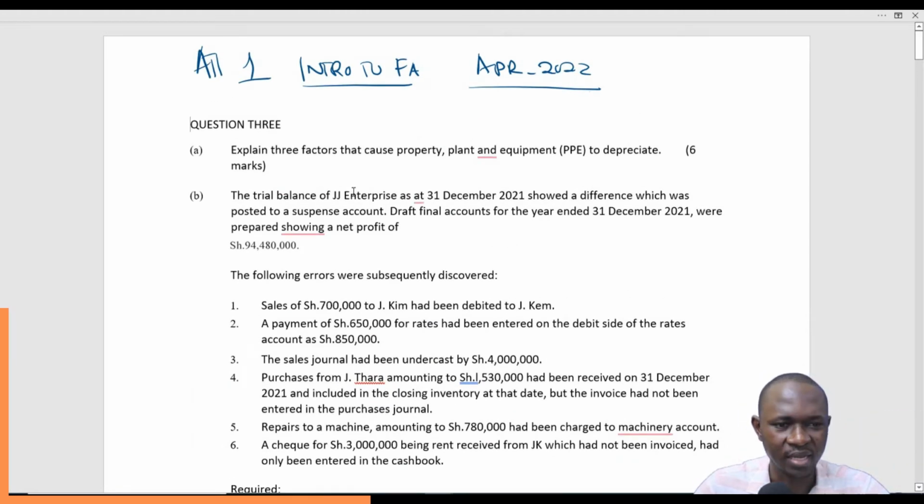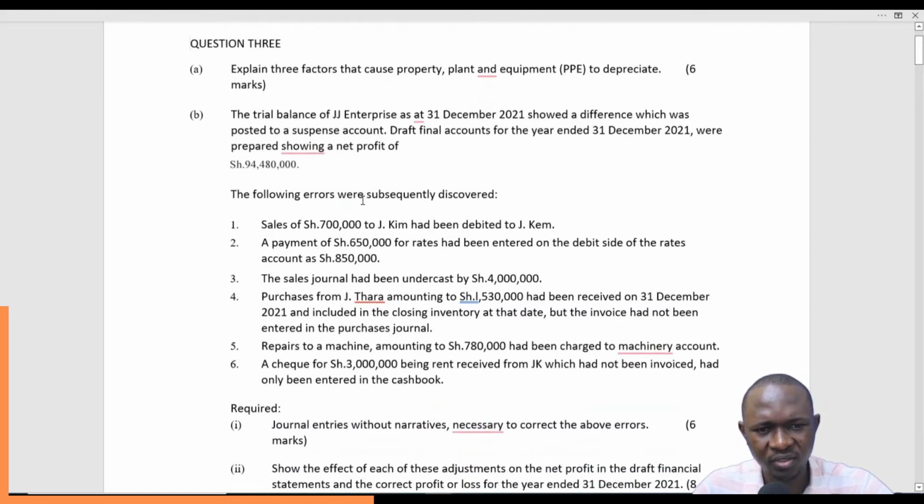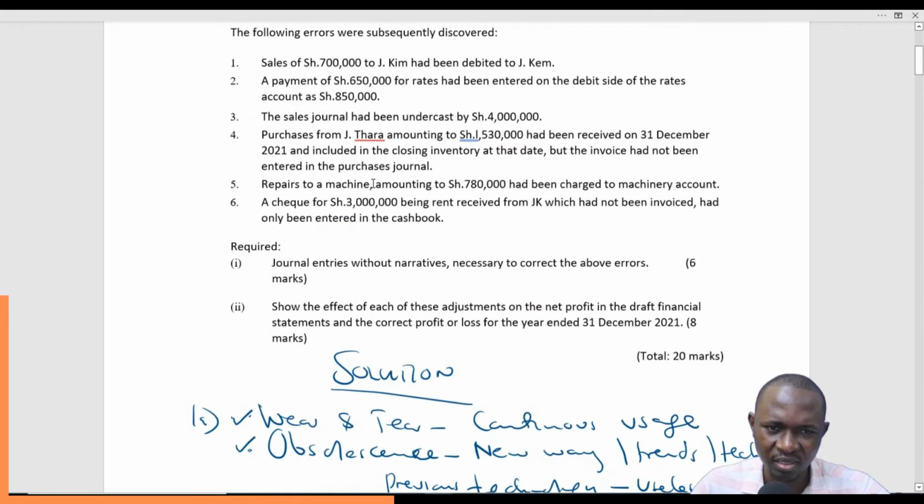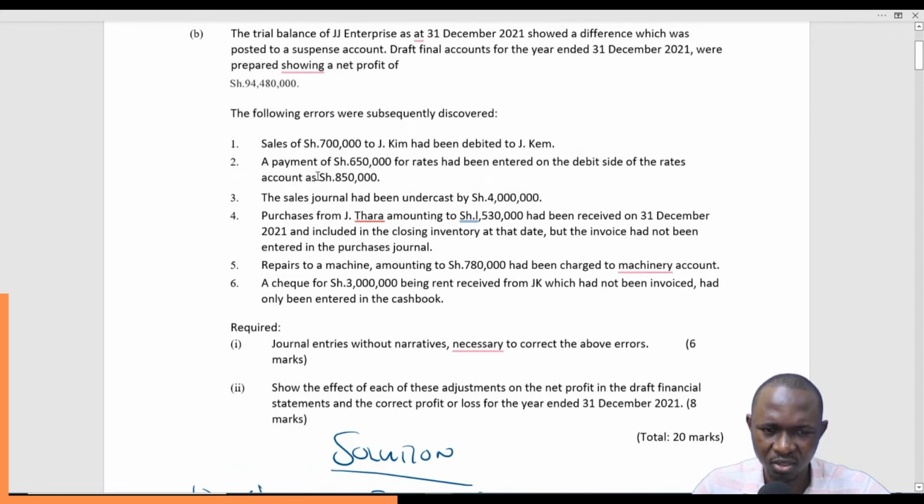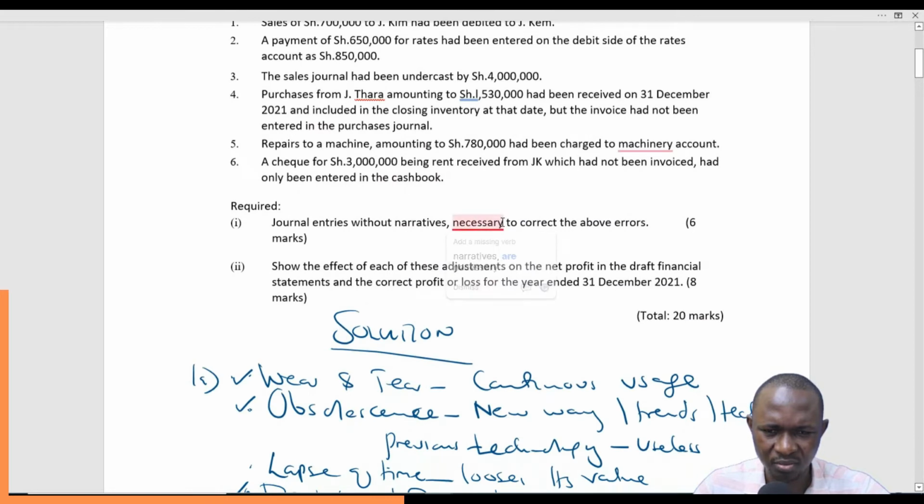Explain what they are. Then the trial balance of JJ Enterprise as at 31st December showed a difference which was posted to a suspense account. Draft final accounts for the year ended 31st December 2021 were prepared, showing a net profit of 94,480,000. The following errors were subsequently discovered. So you have these errors. You are required to come up with journal entries, without narratives, necessary to correct the above errors and show the effect of each of these adjustments on the net profit in the draft financial statements and the correct profit for the year ended 31st December 2021.